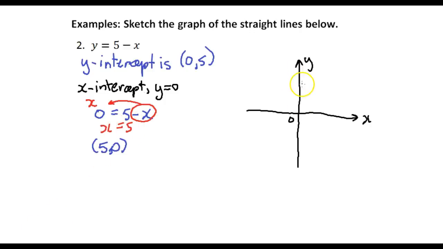So we draw our axes and label them. Let's mark the points in. There's (0, 5), and here's (5, 0). Label the points and sketch the straight line in. And label the rule, y = 5 - x.